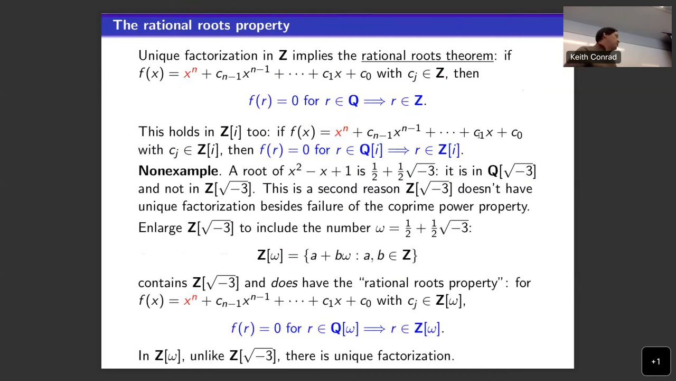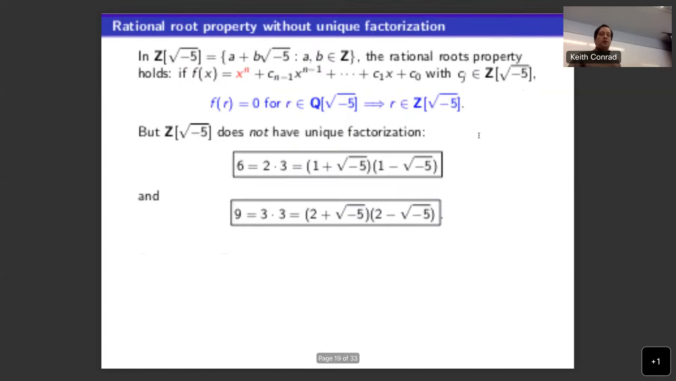Now you could fix the problem here by enlarging the system with this extra number, 1 half plus 1 half root minus 3, call it omega. And if you work instead in Z bracket omega, that actually has the rational roots property. And in fact, it has unique factorization. So in this case, we can actually fix the failure of unique factorization in Z bracket root minus 3 by simply enlarging the system a little bit. But unfortunately, we can't always do that in other settings.